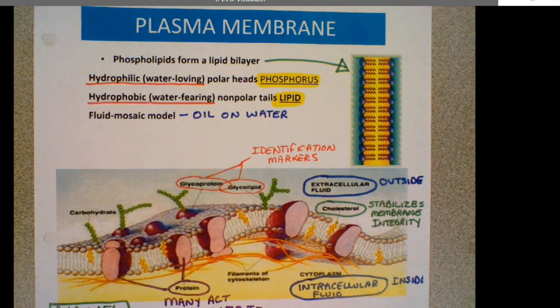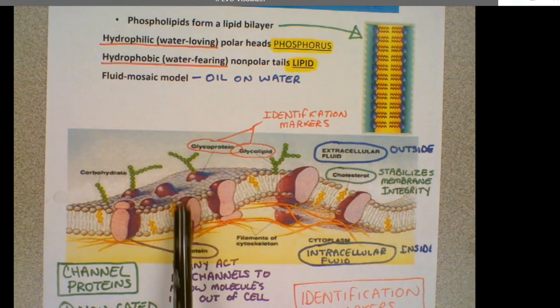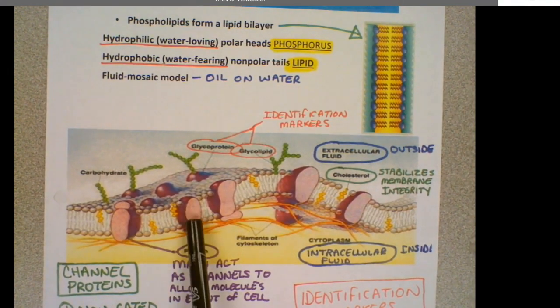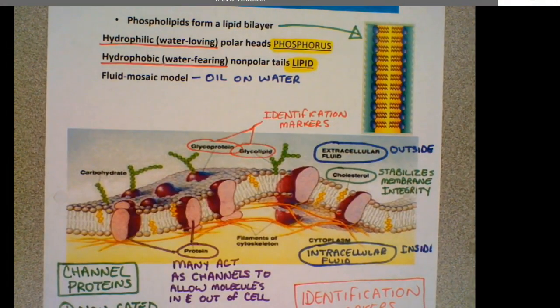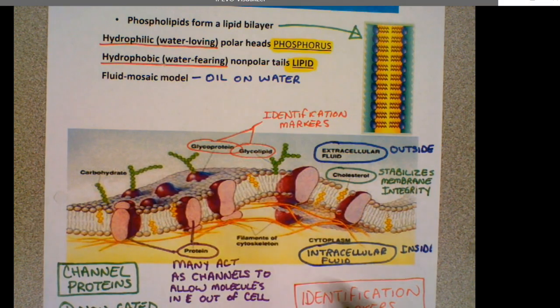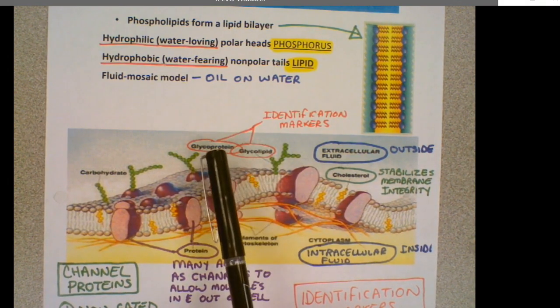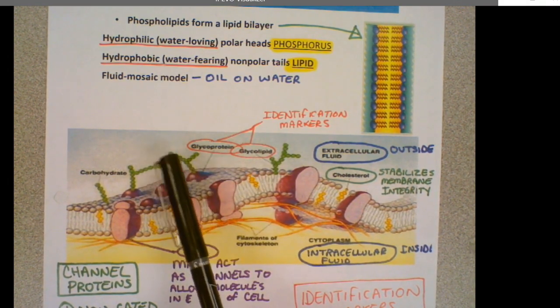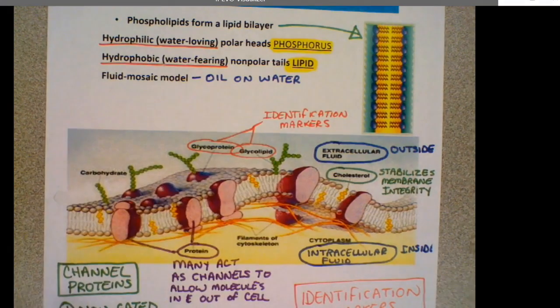Now, what I want to do is talk a little bit about what these different molecules do. It says a lot of these proteins act as channels to allow molecules in and out of the cell. So these act as like little pipes. These little purple sausage-looking things are proteins we call channel proteins. The channel proteins move things in and out of the membrane. Some are identification markers. So some of these glycoproteins are sticking out of the plasma membrane, and they are used to identify the cell to, let's say, our immune system.